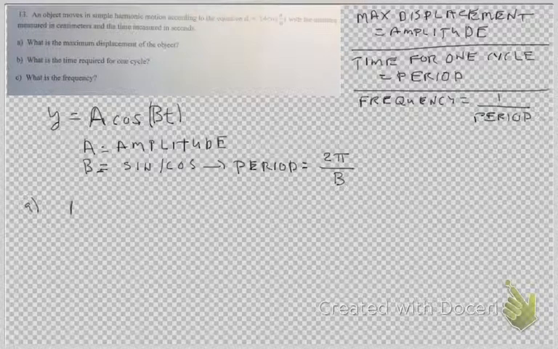In this case, the value of a is 14. That comes before the cosine, and this is your amplitude. So that's another word for the maximum displacement.